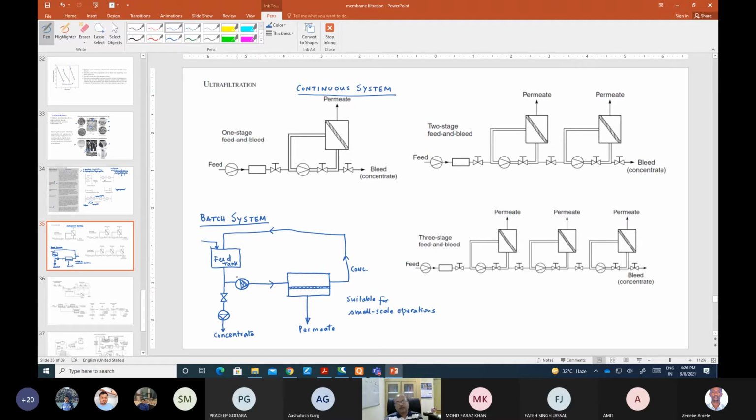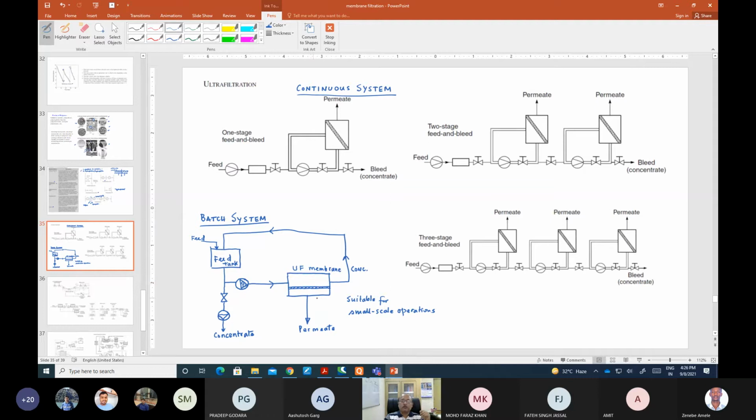Now in the batch system, what happens? There is a feed tank where you put your materials to be treated or separated. You put this in the feed tank, okay, and then you have this ultrafiltration membrane. So this is the UF or ultrafiltration membrane module that you are having here, okay. So this module can be a tubular module, or a hollow fiber membrane, or maybe a plate and frame type of device, or maybe a spirally wound type of device.